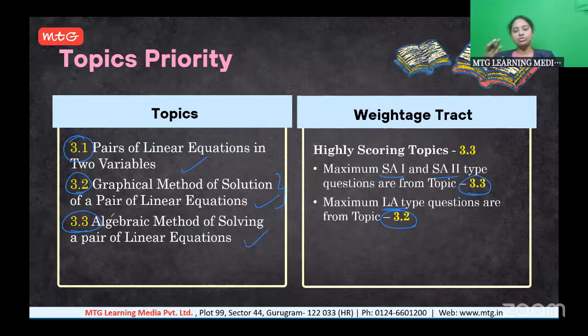This is how you solve the equations. What are the relations between the various terms in an equation based on the type of graph it forms? This is all in 3.3. So you can prepare for both parts and you can get your score.